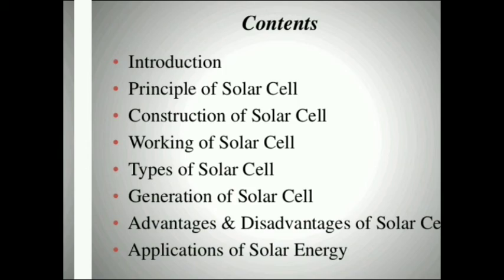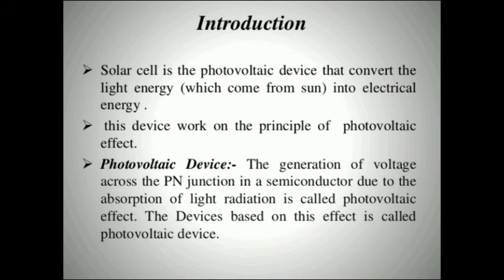Okay, so coming to solar cell. Introduction: a solar cell is a photovoltaic device that converts the light energy which comes from the sun into electrical energy. This device works on the principle of the photovoltaic effect. Photovoltaic effect means what? The generation of voltage across the p-n junction diode in a semiconductor due to the absorption of light radiation is called the photovoltaic effect.